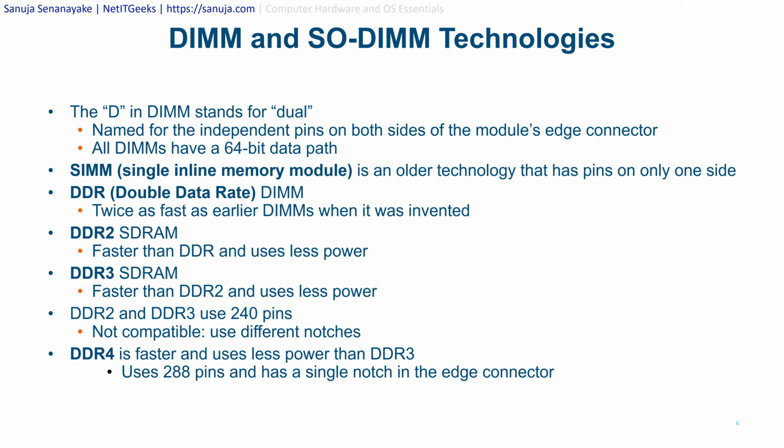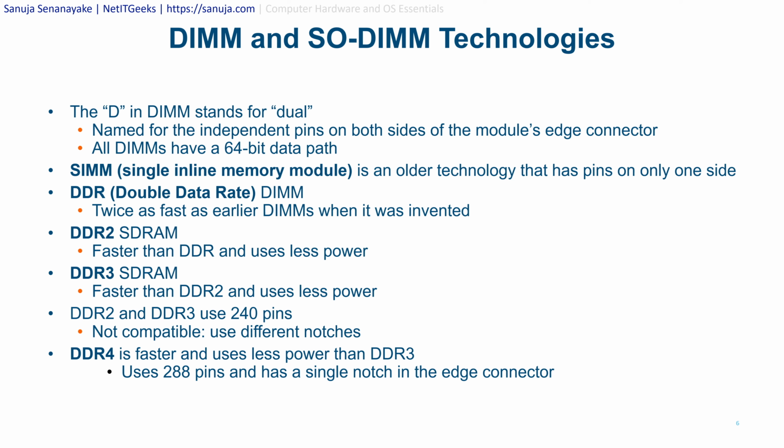DDR, which stands for double data rate, is a type of DIMM that is twice as fast as earlier DIMMs when it was invented. So DDR is a standard called double data rate, and that allows the DIMM to operate at a faster rate, faster frequency, than the original DIMM modules that came out. Then there are several versions of DDR. Those are called DDR2, DDR3, DDR4, et cetera.